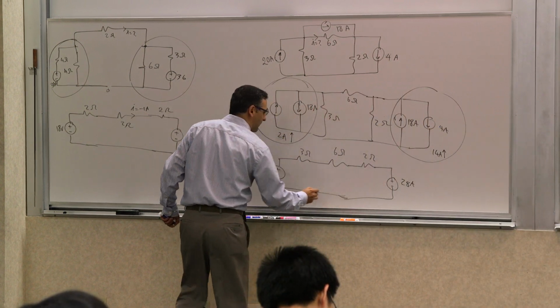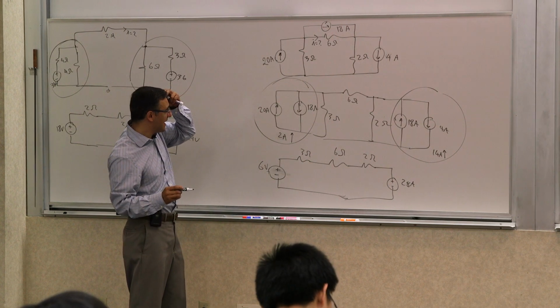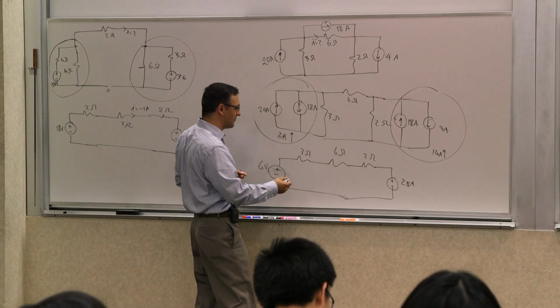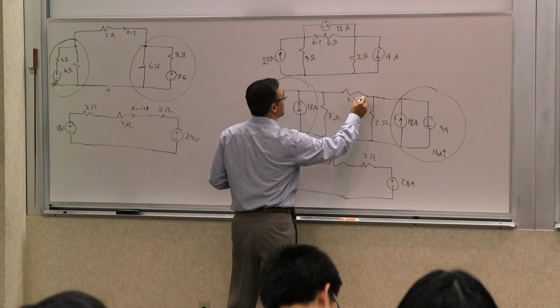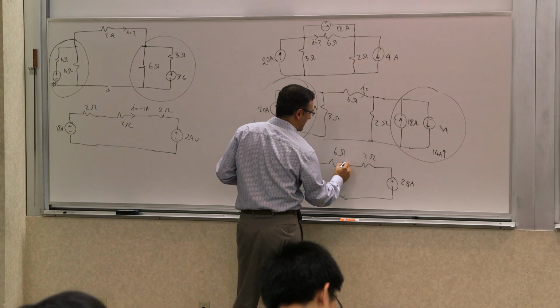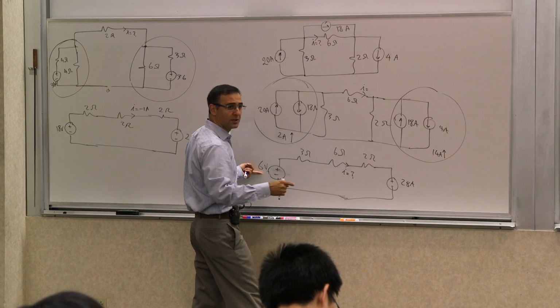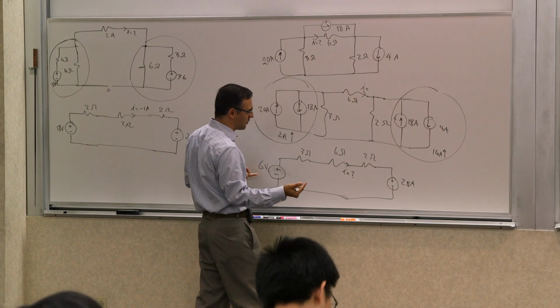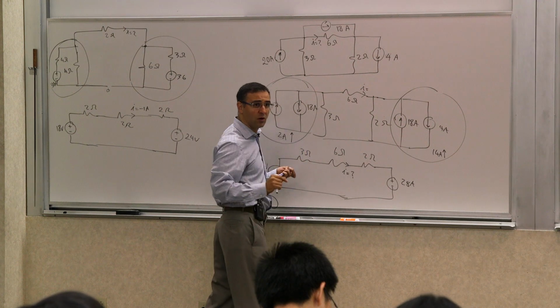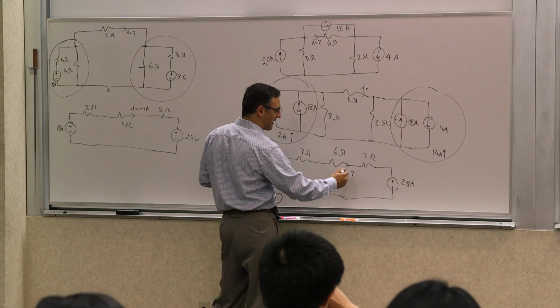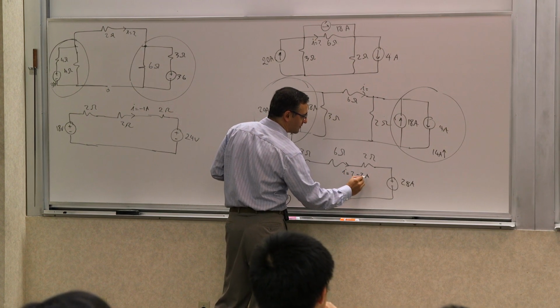Okay, so what's the current in this thing? So this is what we are trying to find, right? This current, I equals question mark. So it's 28 on this side, 6 volts on this side, is 22 volts across what? 11 ohms. So it's 2 amps in this direction, so this is going to be negative 2 amps.